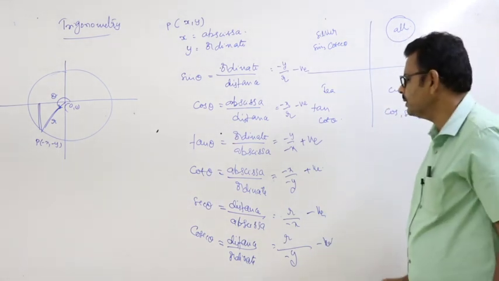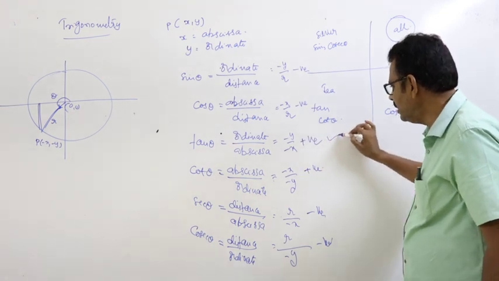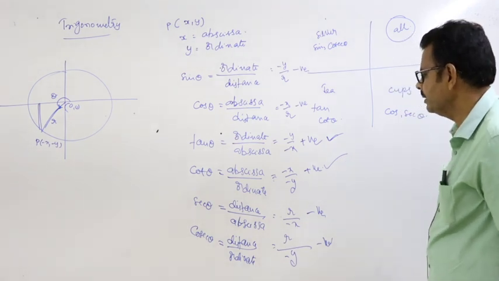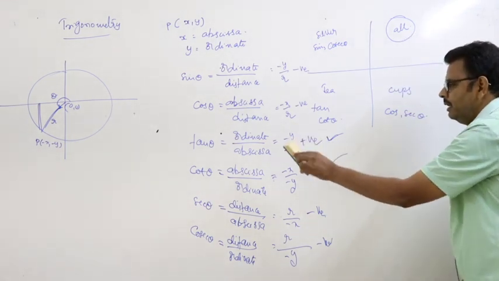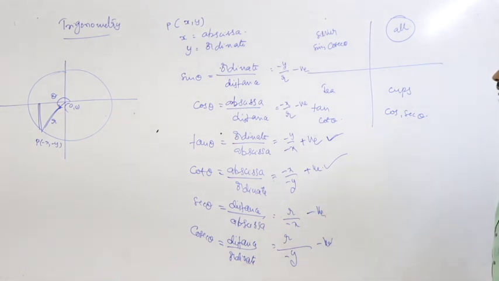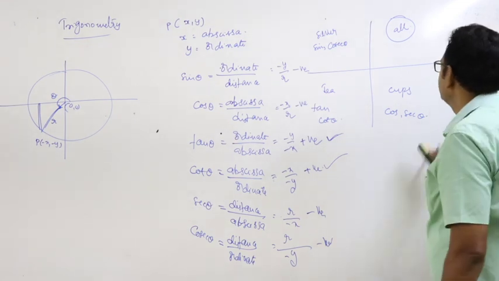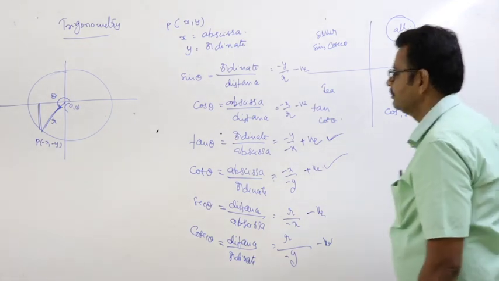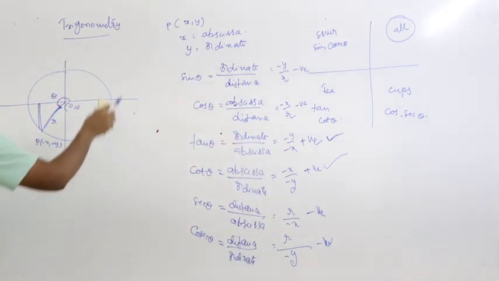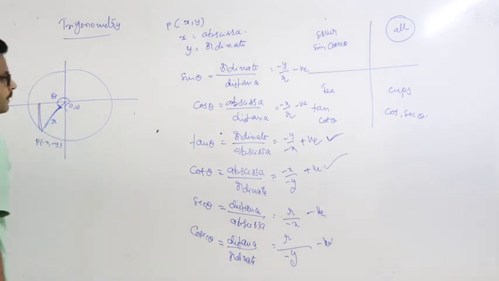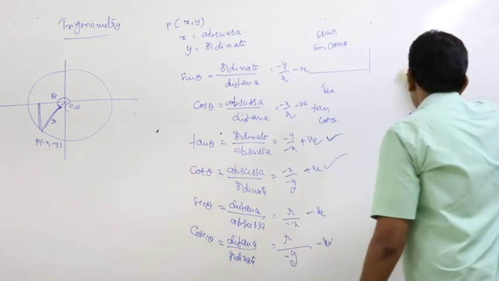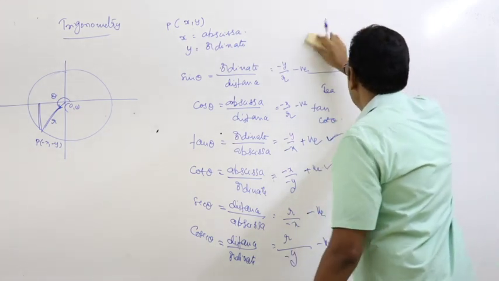So in third quadrant, only tan and cot are positive and all others are negative. Similarly, fourth quadrant.